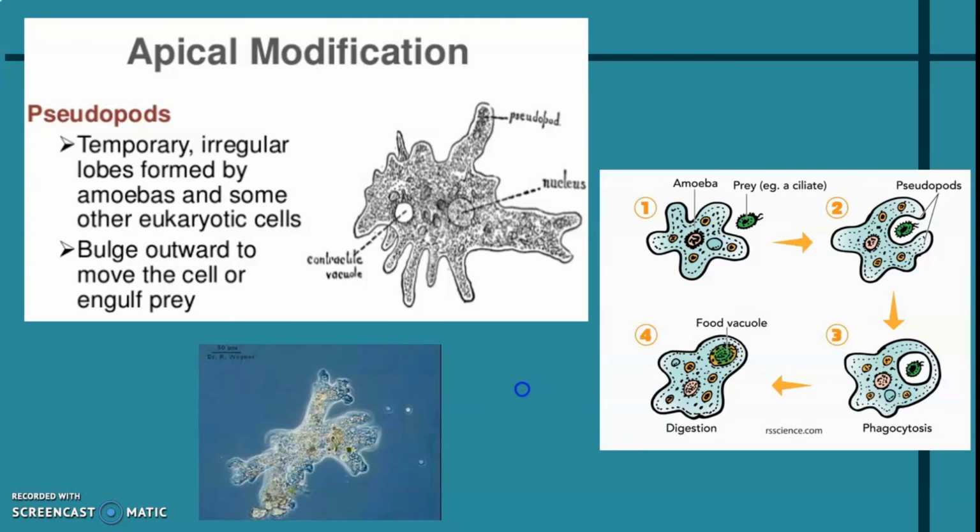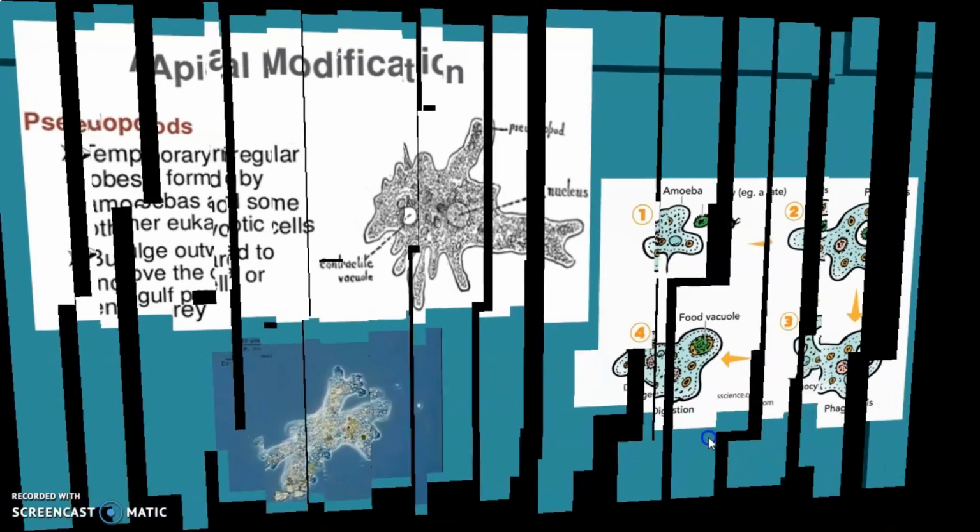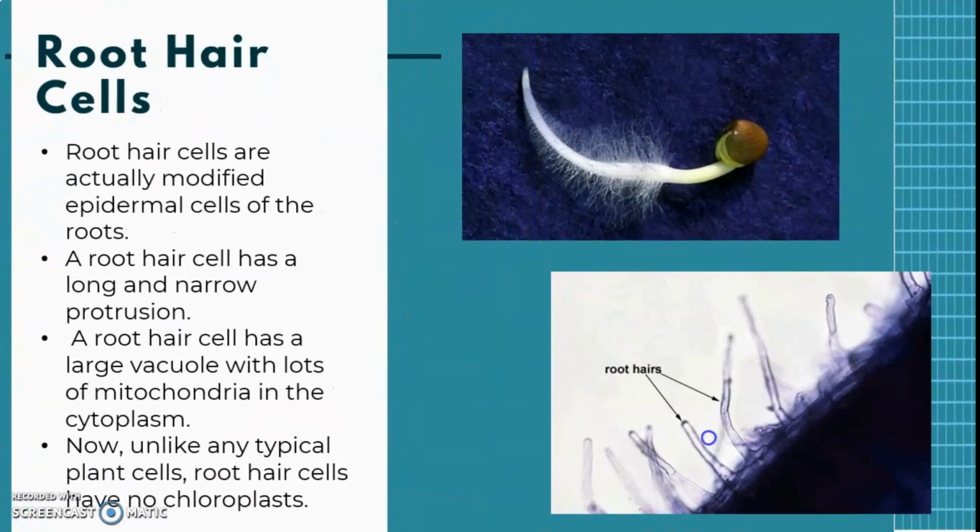Pseudopod comes from the Greek words pseudes and podos, meaning false and foot, respectively. A pseudopod is a temporary arm-like projection that is developed in the direction of the movement. Here is an example of an amoeba engulfing food. Root hair cells are actually modified epidermal cells of the roots. Their function is to absorb water and mineral salts by osmosis and active transport, respectively.